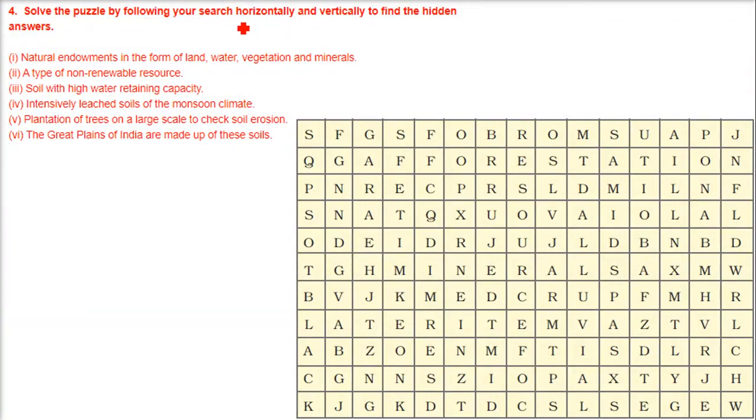Solve the puzzle by following your search horizontally and vertically to find the hidden answers. Natural endowments in the form of land, water, vegetation and minerals. So what is the answer? The answer is resources. So where are the resources? This is the resources. Or resource you can answer.